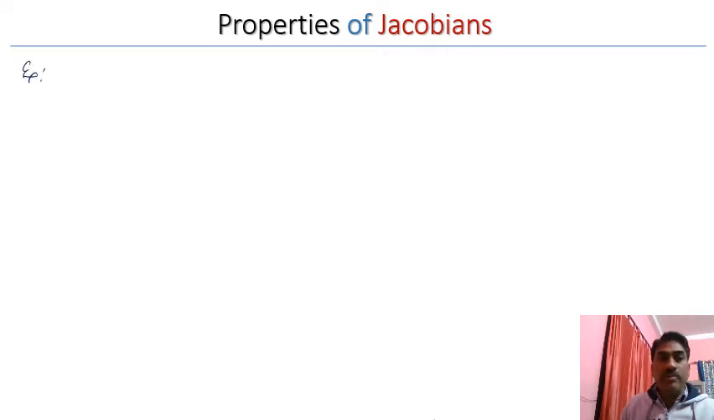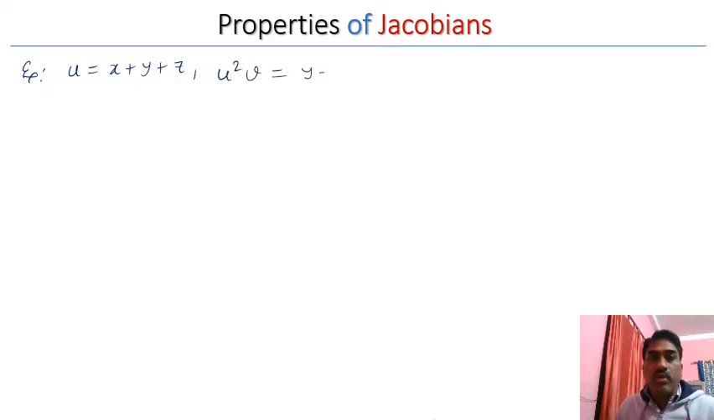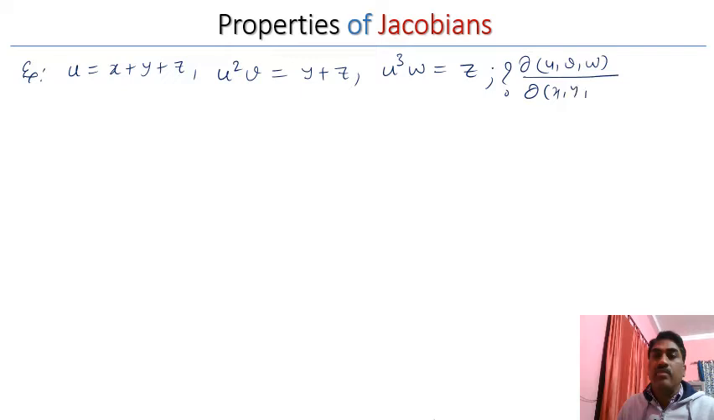So this example is u is equal to x plus y plus z, and uv is equal to the problem u square v is equal to y plus z, and u cube w is equal to z. Then find what should we find? Find Jacobian of u, v, and w with respect to x, y, and z.